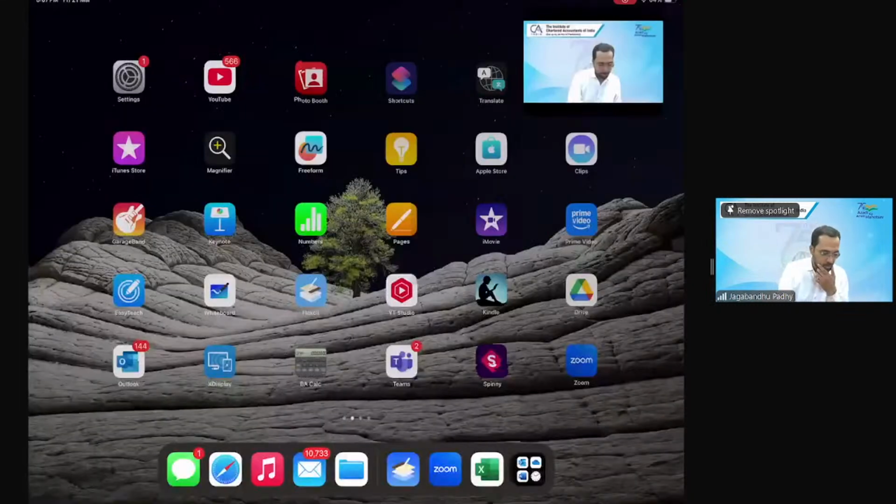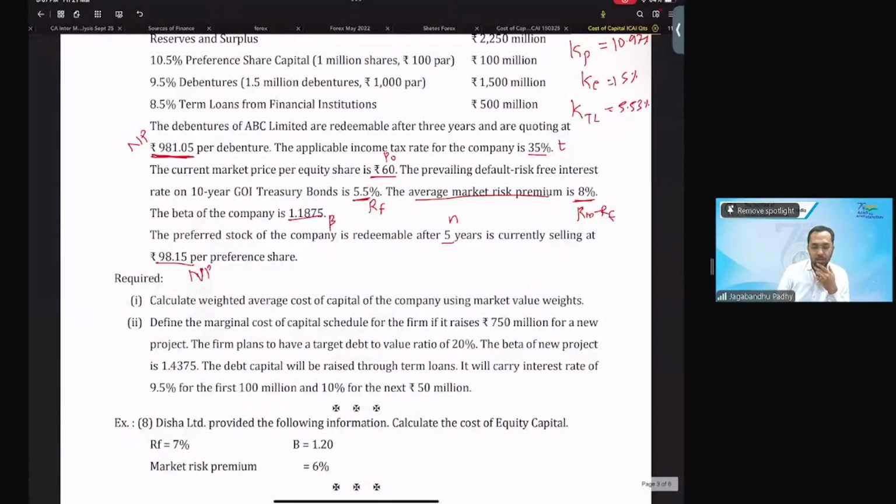The second part of the question says we have to define the marginal cost of capital schedule. Marginal means, of course, we're talking about some extra cost of capital for the firm if it raises 750 million. If you're going to raise 750 million for a new project, the firm plans to have a target debt to value ratio of 20%. Define the marginal cost of capital schedule for the firm.